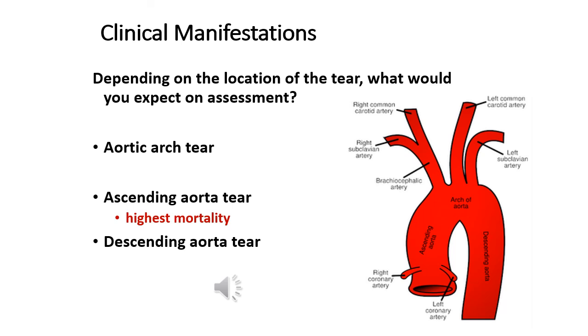The descending aorta, if the dissection is there, that feeds the periphery, and so we would see decreased perfusion to major organs such as the kidneys, decreased perfusion to the lower extremity, maybe decreased bowel sounds, decreased urinary output. So it's helpful to be able to look at this and think about all of those manifestations.